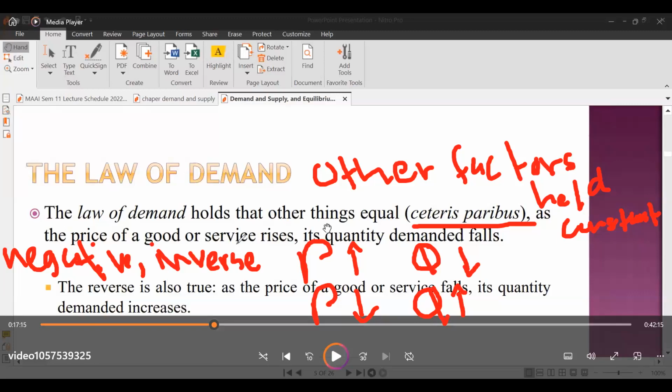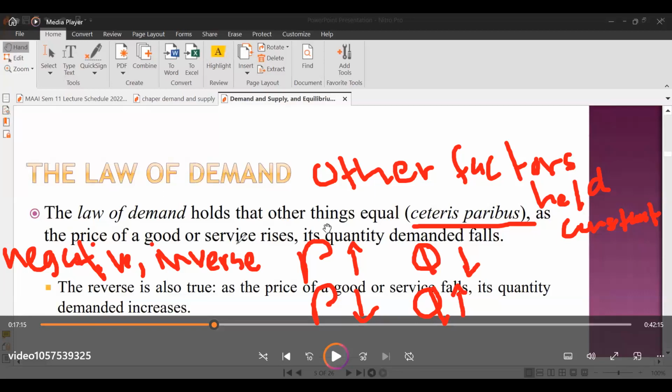I think I already gave you the detailed handout. If not, I will share the detailed handout with you so that you can go through that as well. So that is what the law of demand means.